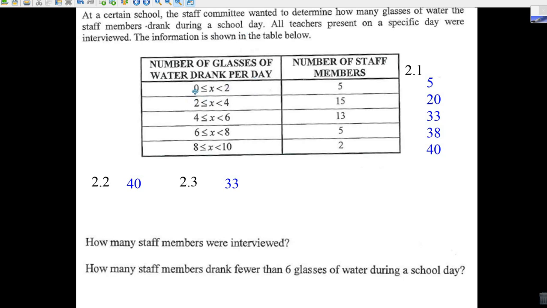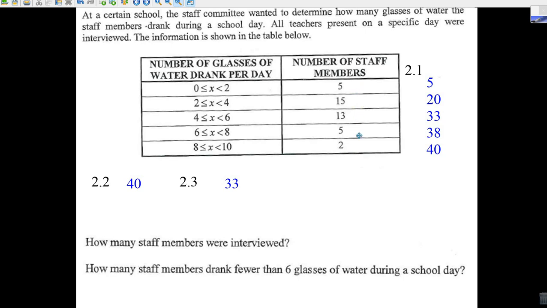Okay, it's group data. So between less than 2 but more than 0, there are 5 members that have that many glasses of water. Between 2 and 4, 15. Between 4 and less than 6, but greater than or equal to 4, 13. Less than 8, greater than or equal to 6, 5. And there you go.